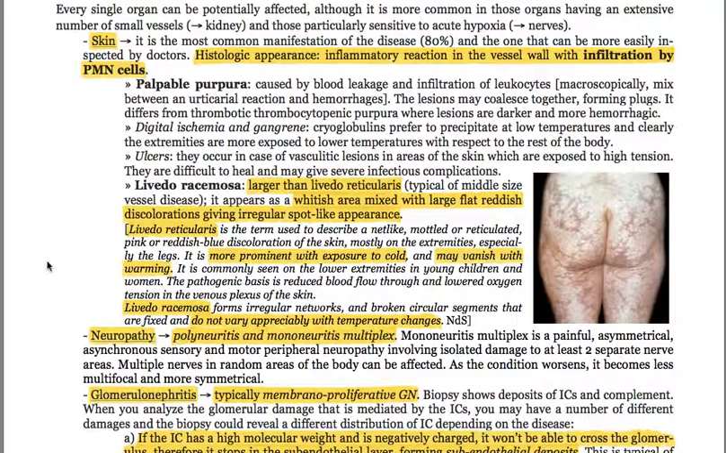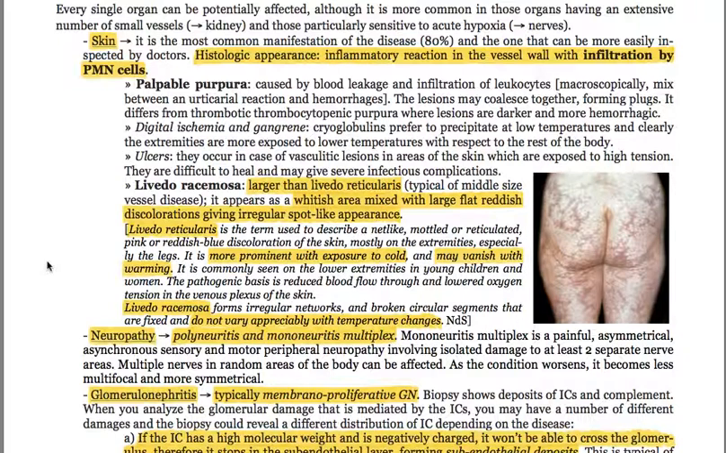extremities, especially the legs. It's more prominent with exposure to cold and may vanish with warming. It is commonly seen on the lower extremities in young children and women. The pathogenic basis is reduced blood flow through and lowered oxygen tension in the venous plexus of the skin. Livedo racemosa forms irregular networks and broken circular segments that are fixed and do not vary appreciably with temperature changes.